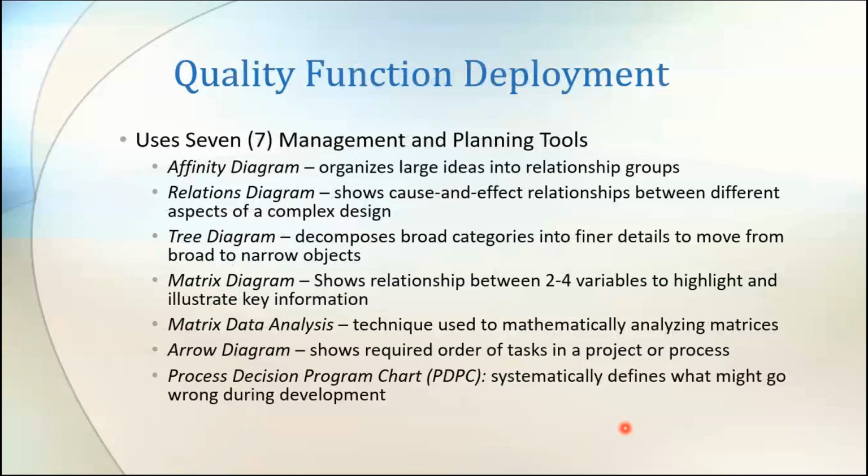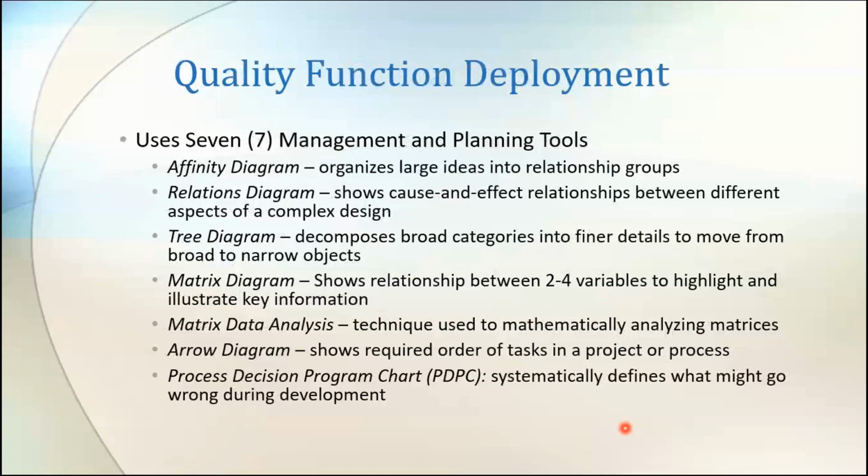A matrix diagram, you've seen this before. It shows a relationship between 2 to 4 variables to highlight and illustrate key information. A general matrix is one on one side, one on the other. You can split up the squares inside to add variables. I do that sometimes. And there are 3-dimensional matrices where you could add, I think it's 16 variables, don't quote me on that, but you can add a whole bunch of variables.